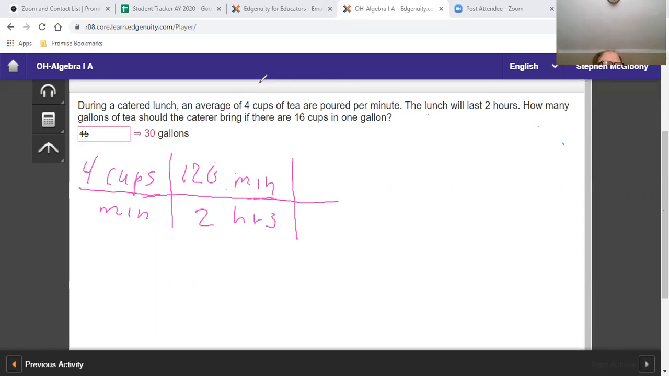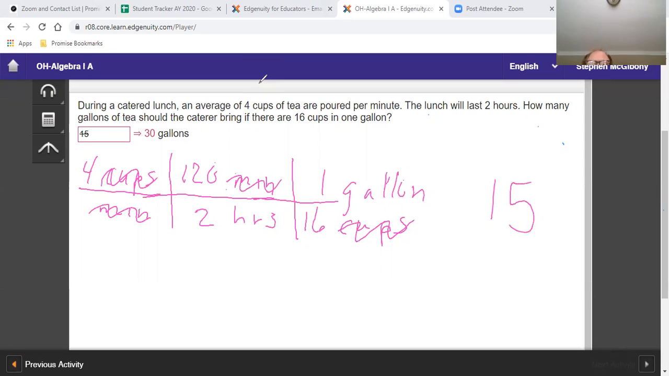And how many gallons of tea should the caterer bring if there are 16 cups in 1 gallon? We want cups to cancel out. And 1 gallon. So cups cancel out, minutes cancel out. Now we've got gallons per hour. So 4 times 120 is 480, divided by 32. Hold on a second. 480 divided by 32 is 15.